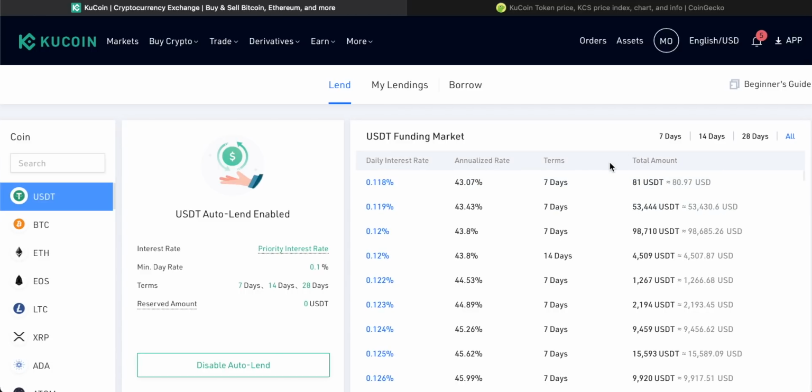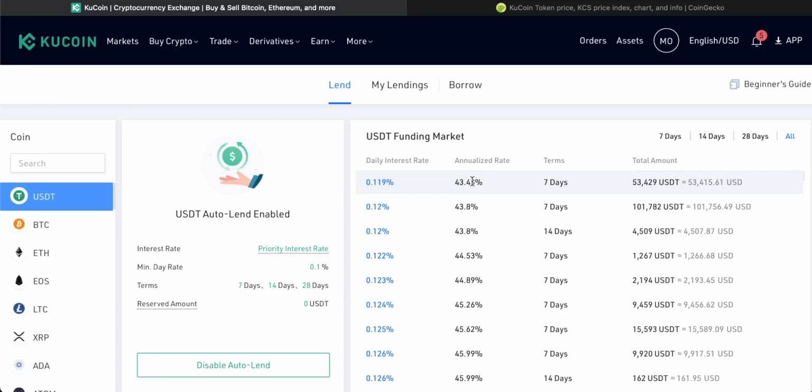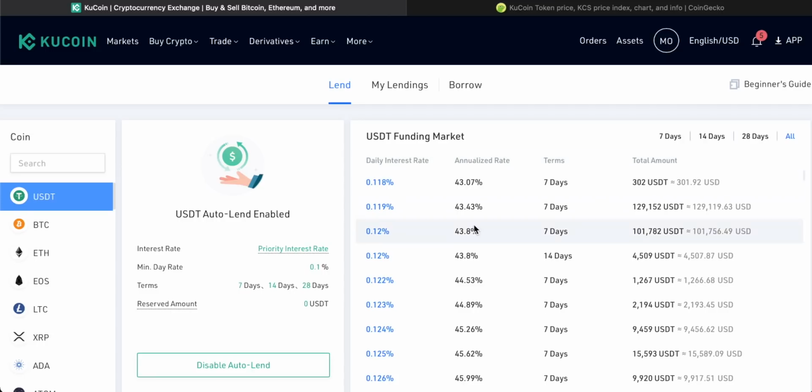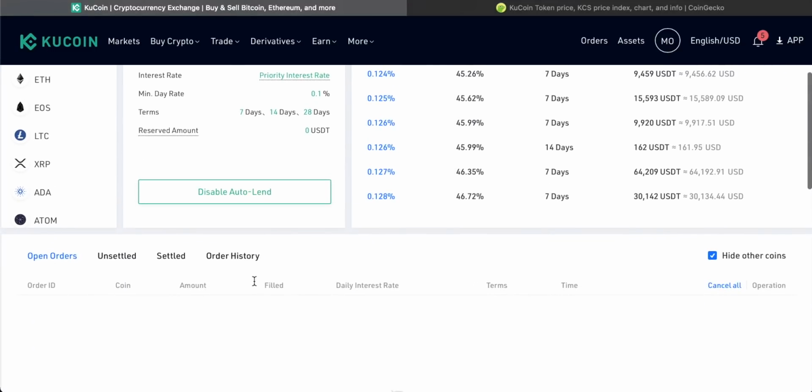So overall, it's fairly straightforward. You just look at the rate that you'll be getting. So if you're lending out your tether, this is the interest rate that you will be getting. That's the interest rate that the borrower will be paying you to borrow your tether. The terms, so 7 days, and then the total amount that you are able to lend at that interest rate. Now, as we come down, you can see some other options right here.